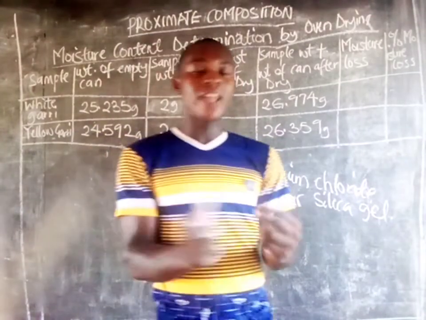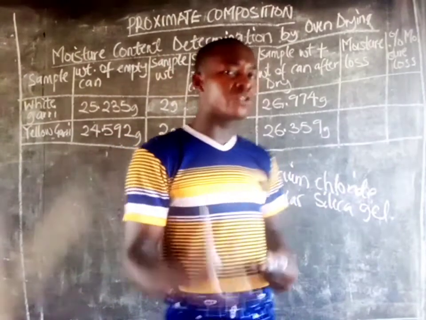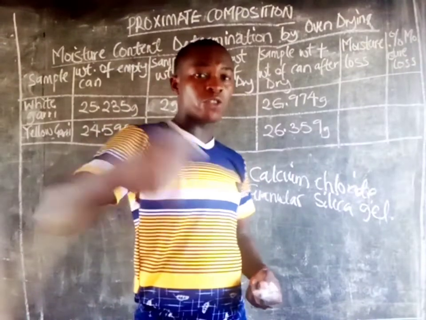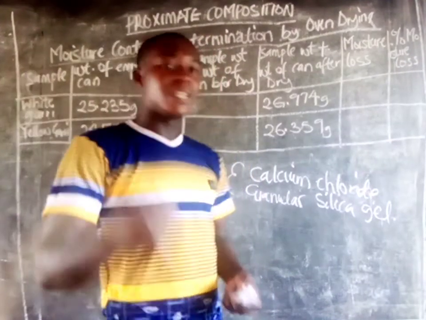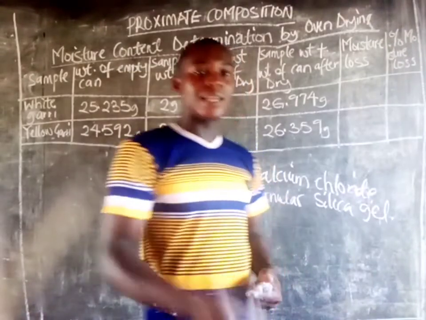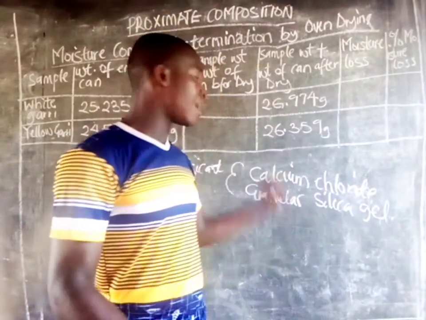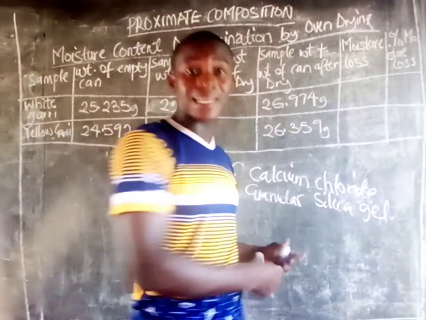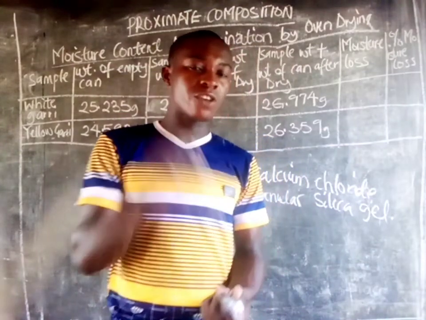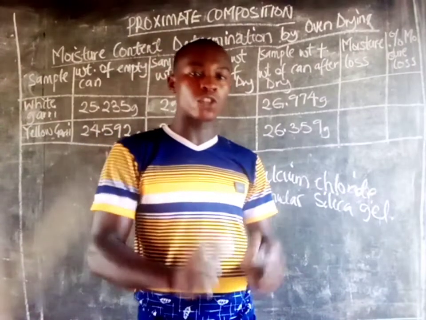And so when you heat the can in the oven, you remove it using the metal tongs. You use the metal tongs and remove it from the oven. Then you put it immediately inside the desiccator. Now the desiccator, we said, contains this granular silica gel and the calcium chloride. Now these two desiccants help to remove moisture from any substance or apparatus put in the desiccator, thereby helping it to cool.